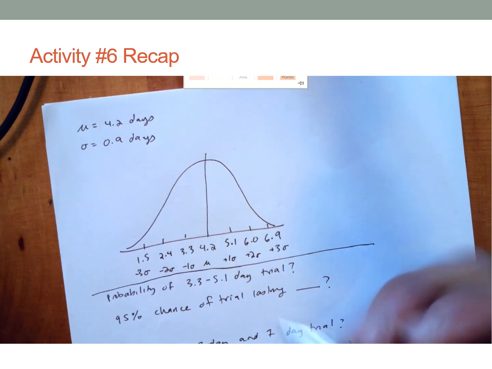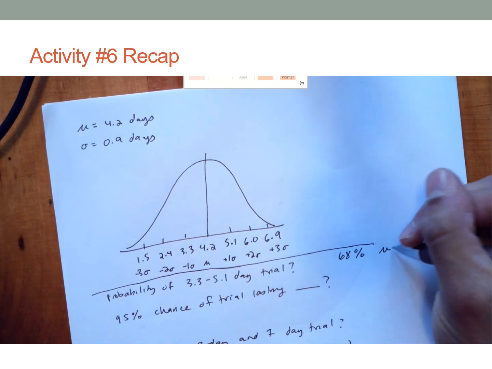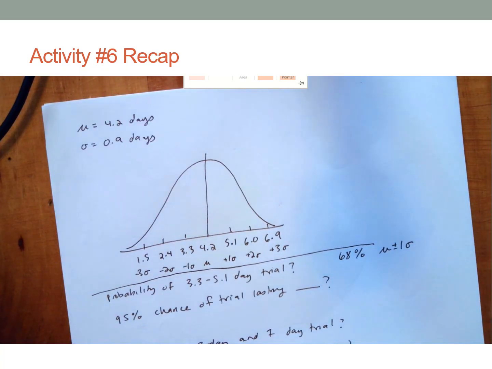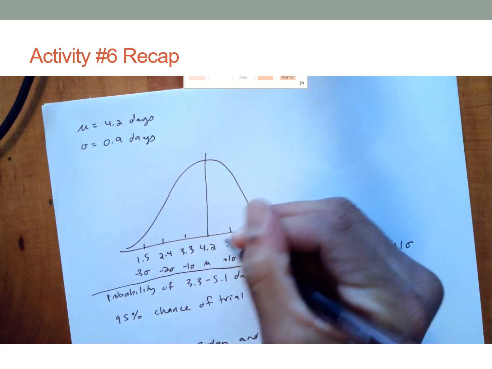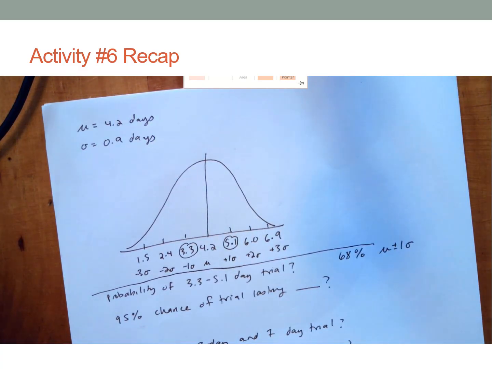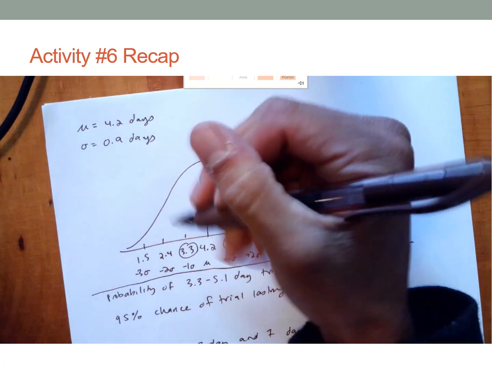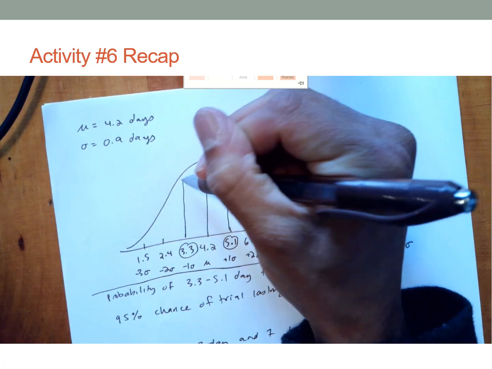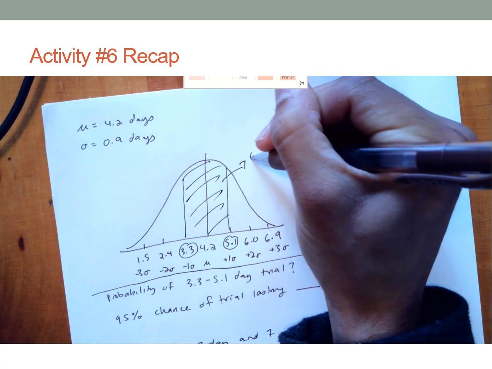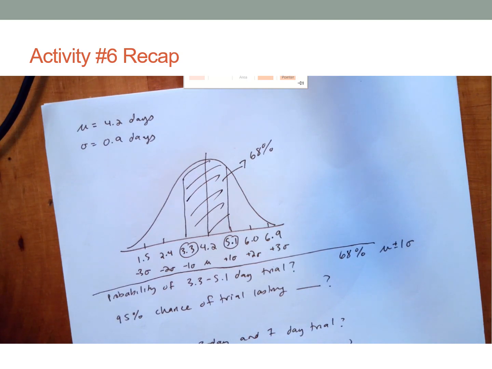We know that we will always find 68% of the area under the curve within the mean and plus or minus 1 standard deviation on either side. We know that 3.3 and 5.1 correspond to the mean minus 1 standard deviation and plus 1 standard deviation on either side. This tells us that we will always find 68% of the area under the curve between those two values. Therefore, we have a 68% chance that a trial is going to last between 3.3 and 5.1 days.